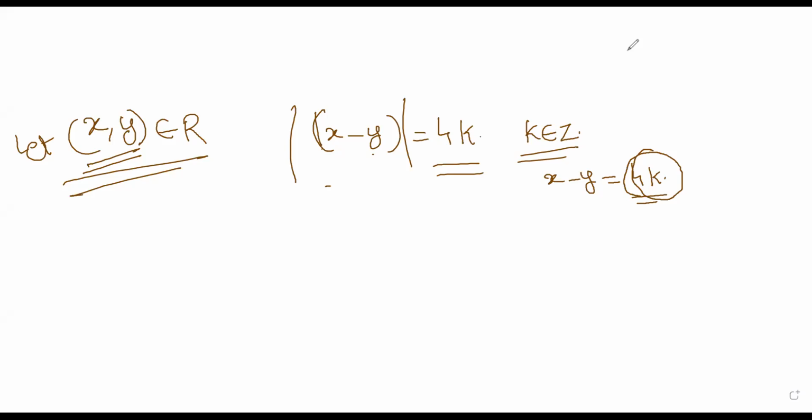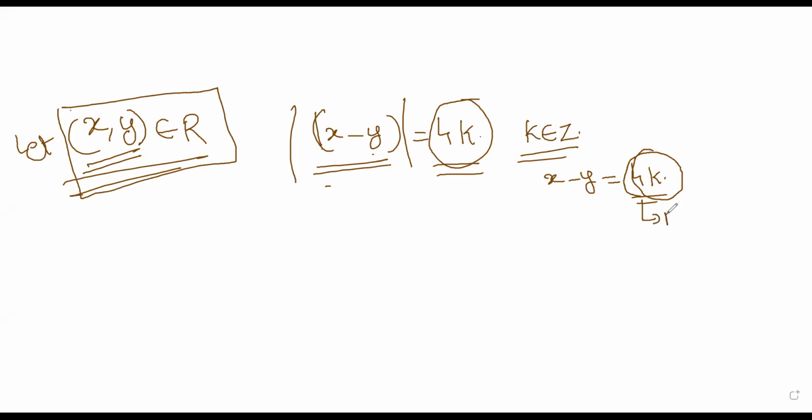Numbers which will occur in the 4 table. So that's what the relation says. It says that (x, y) belongs to R, such that it means it will take the difference of the numbers will occur in the 4 table. That's what it means. Multiple of 4 means that.